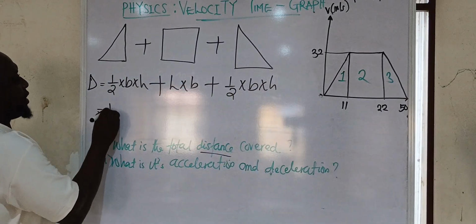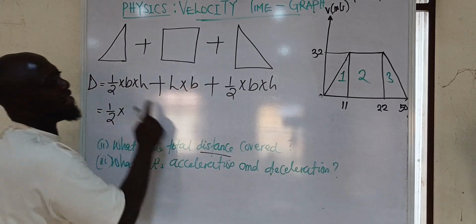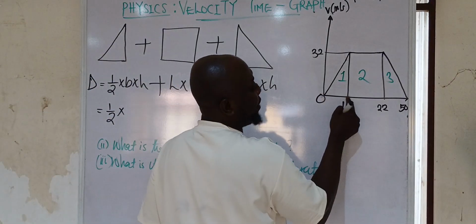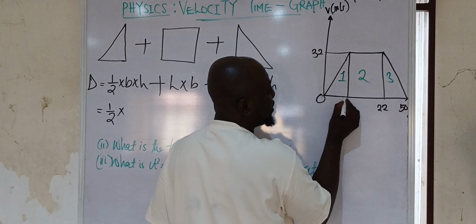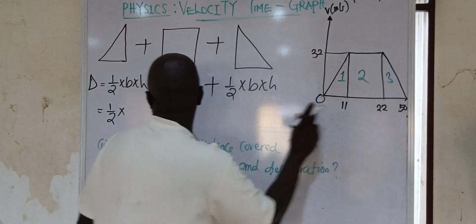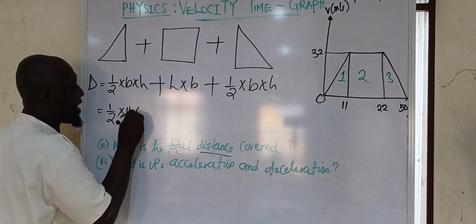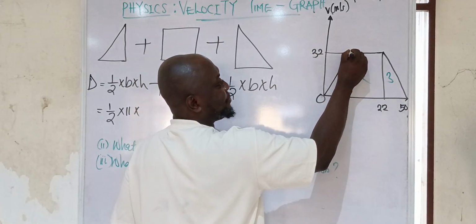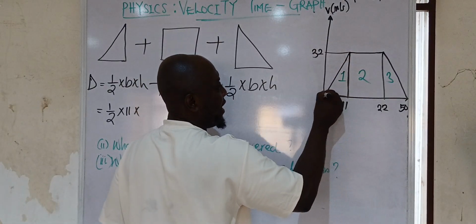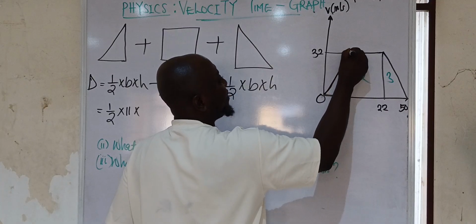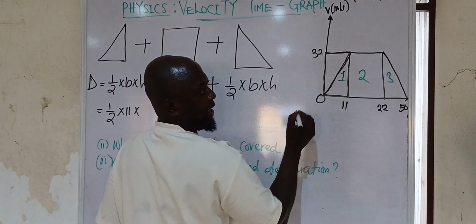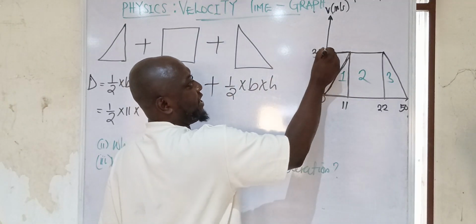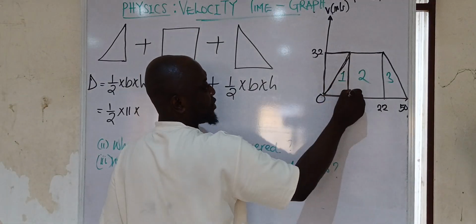So what's the next thing we do now? We'll start inputting values. For the base of the first diagram, the base is just all of this one. From here to here is 11. So here becomes 11 times, what is the height? I told you in the second question that this diagram here is also what we have here. It's just the inversion. So if here to here is 32, it means that here to here is also 32.